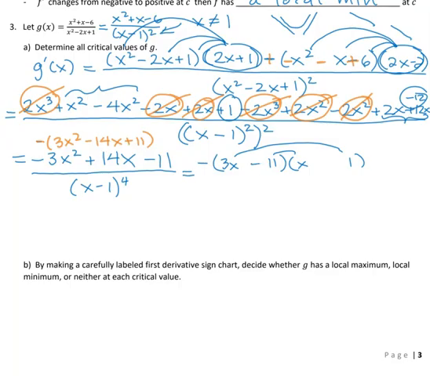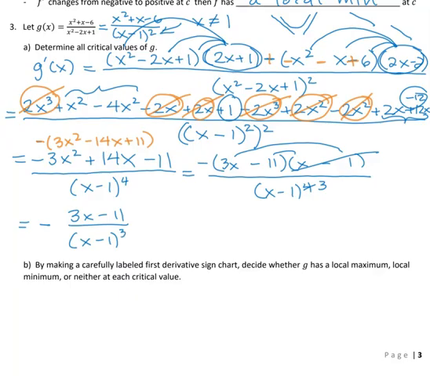And I want it to be negative 14, so both negative. Okay. Ooh, and I actually get to cancel one of these out, so I can get rid of a minus 1. So my final simplified derivative is negative 3x minus 11 over x minus 1 cubed. And that is my g prime.